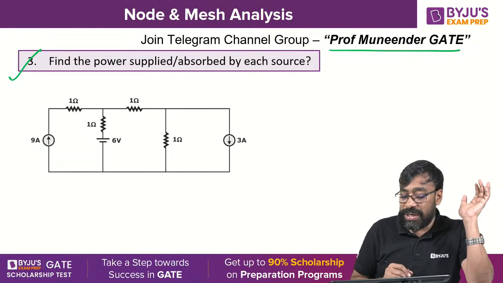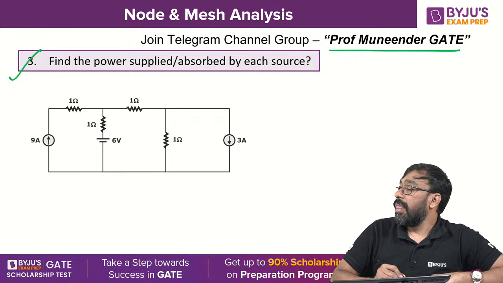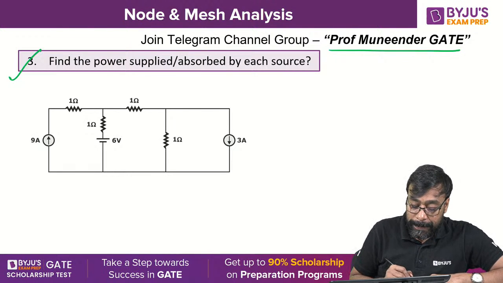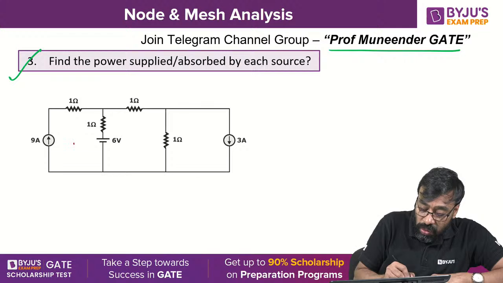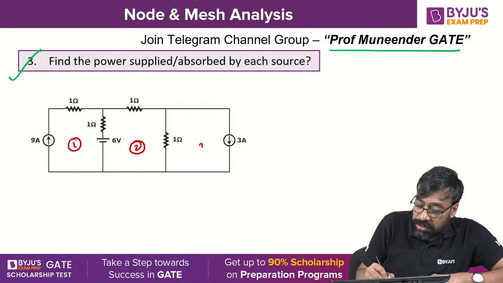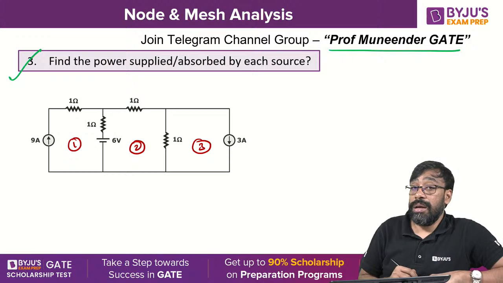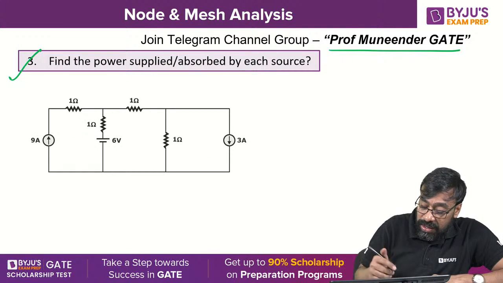So now find the power supplied or absorbed by each source. Tell me here. Okay, very good. Look at this. How many loops are there here? Mesh analysis shall we apply or node analysis shall we apply? 1, 2, 3, 3 minus 2, one equation is enough using mesh analysis. Using node analysis, how many equations are required?